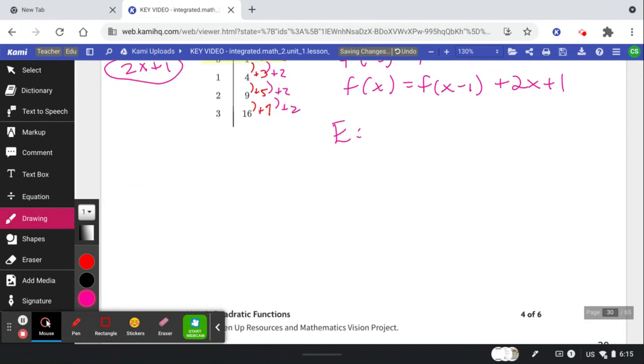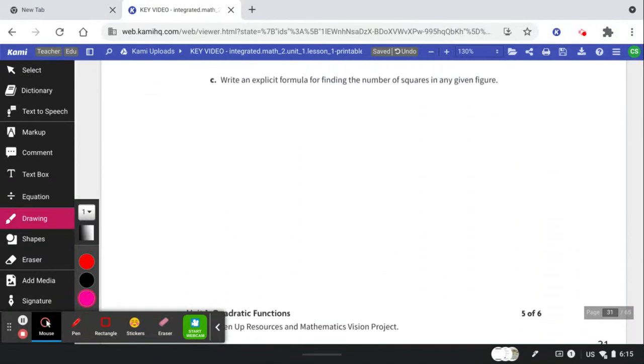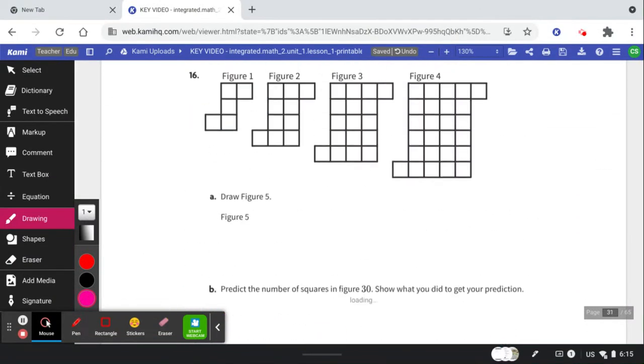Okay. I want you to skip this one because we're going to do this one tomorrow in class. And then hopefully you are ready to go. That's it.